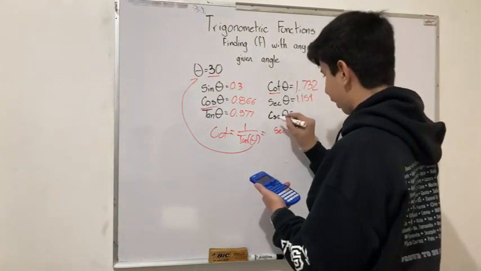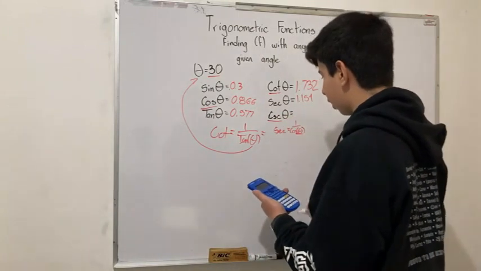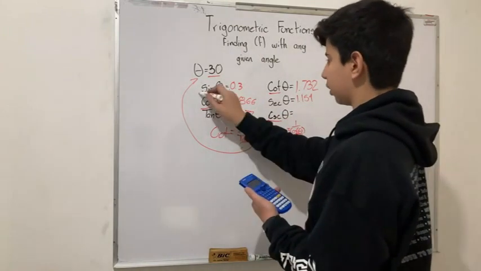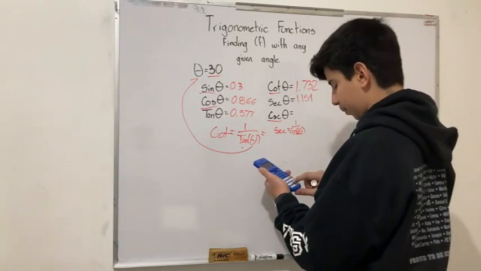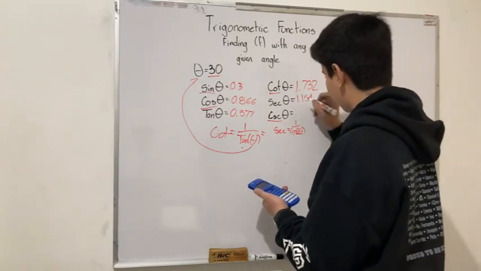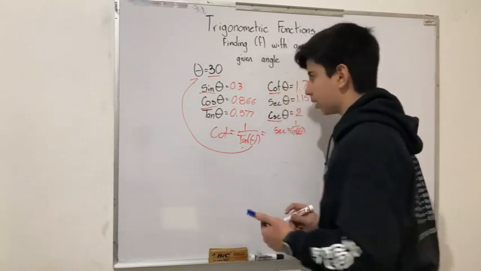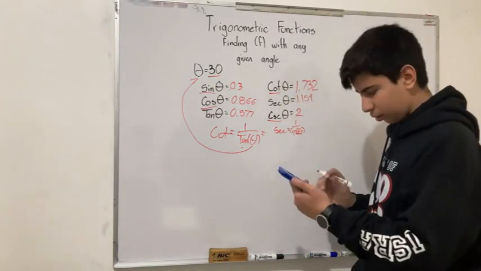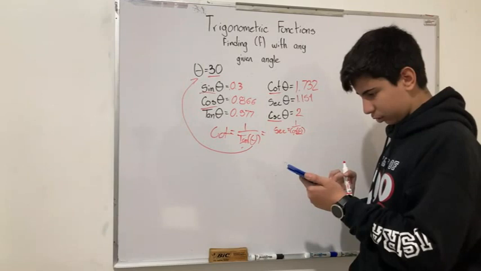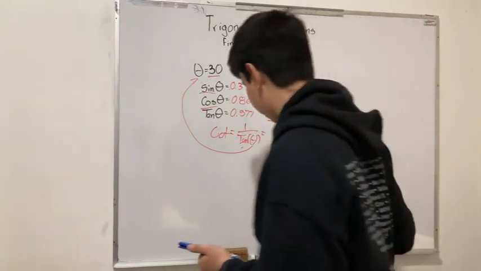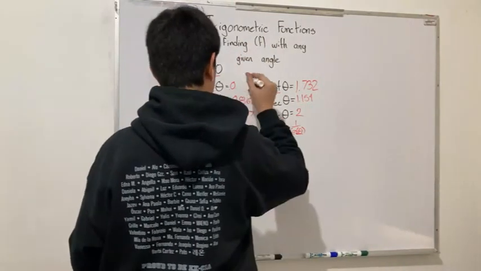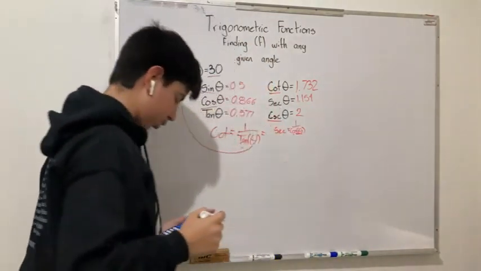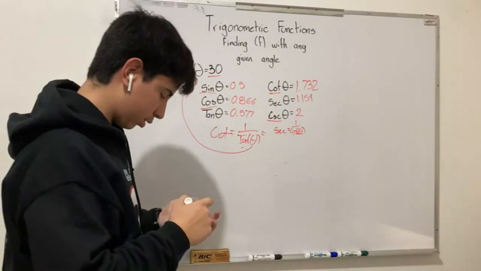1.154. And CSC is something similar, only instead of cos or tangent is sin. And we do 1 divided by sin 30, and it will be as simple as 2. I'm sorry, this one is 0.5, not 0.2. So that's the first exercise.